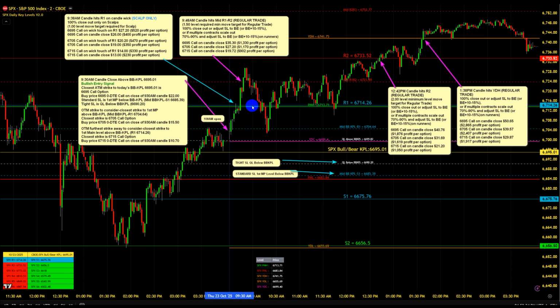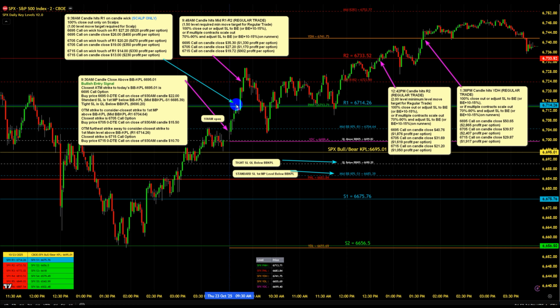What do we mean by a one level move in your favor? The way you determine it is: what is the level I'm trading from, in this case the bull bear KPL? What type of trade is it? Bullish trade, so I'm looking above. What is the first main level above? What is one main level above? That's R1. So when price hits R1, then if you're only doing a scalp and that's your objective with the trade, you are closing out 100% of your contracts.